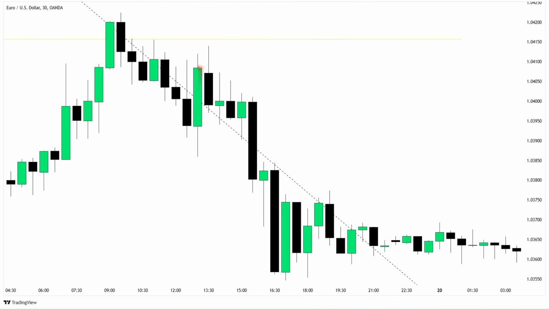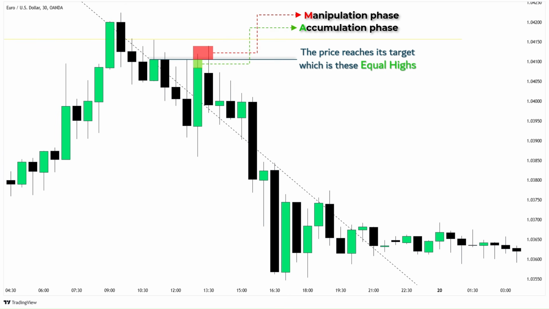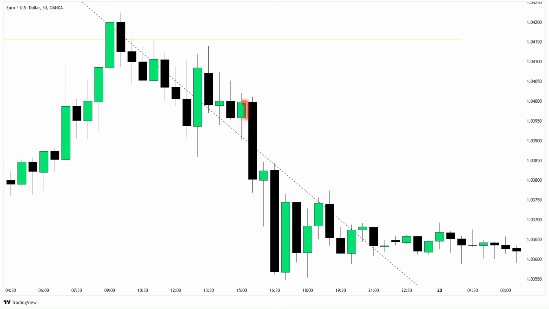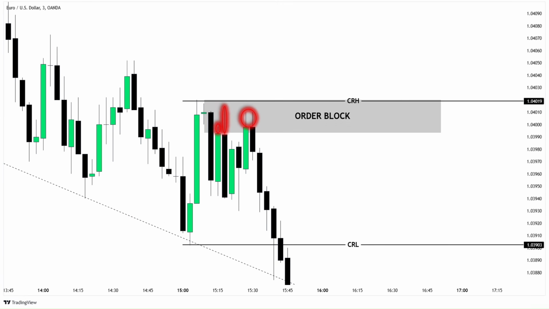The second bullish candle follows the same pattern, but there is a key difference. This candle reaches equal highs, which acts as the target. This creates a strong accumulation and manipulation phase. Now, we can look for entry opportunities in lower time frames. On the 15-minute chart, we can clearly see a valid order block. The third candle satisfies all the required conditions, allowing us to proceed with the trade. We will find the order block entry in the 3-minute time frame chart.